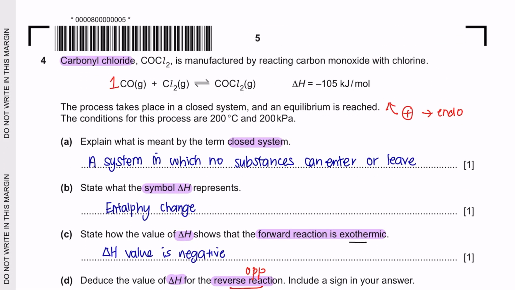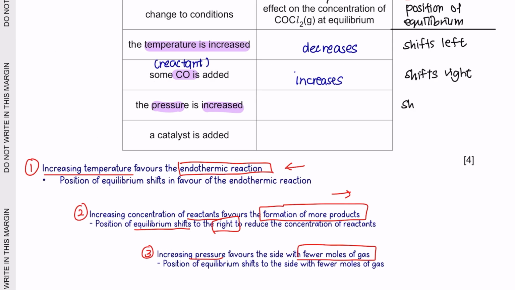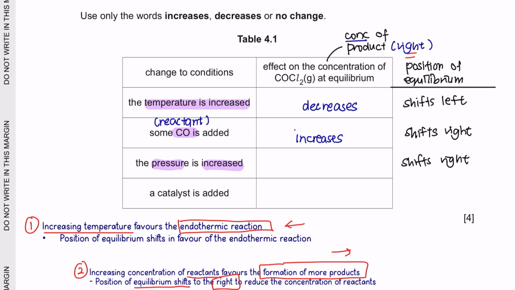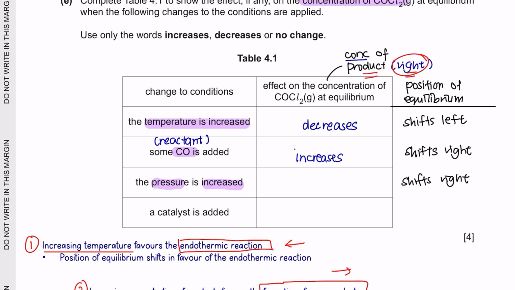COCl2 has 1 mole, Cl2 has 1 mole, and COCl2 has 1 mole as well. So the total number of moles on the left side is 2, and the total number of moles on the right side is 1. As mentioned previously, increasing the pressure will favor the side with fewer moles, in this case towards the right side. So this means that the equilibrium will shift to the right side. If the equilibrium shifts to the right side, this will favor the formation of product. So the concentration of product increases.